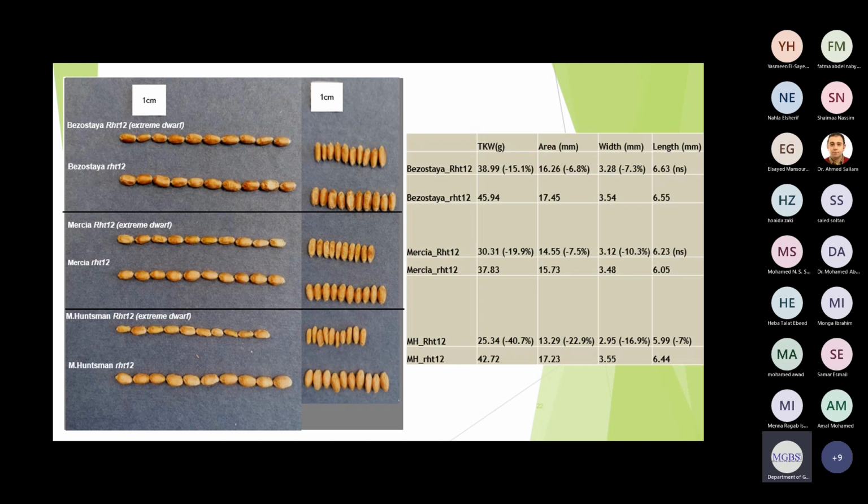This is important because effects on reduced thousand kernel weight and kernel area are correlated with poor seedling emergence under stress conditions, for example, and also poor quality for milling and for flours. So they are important traits.